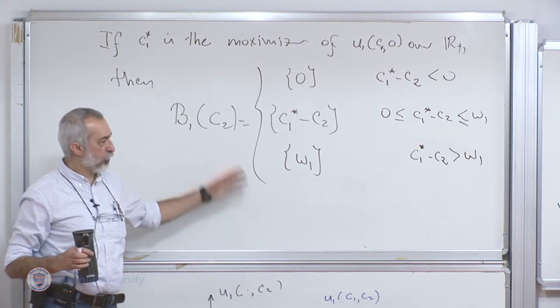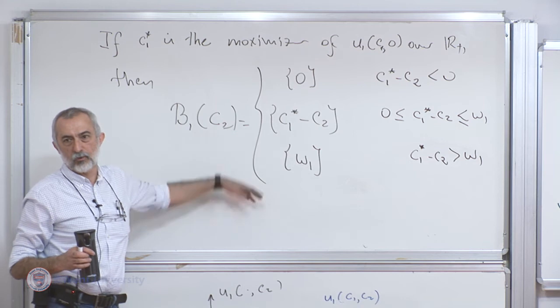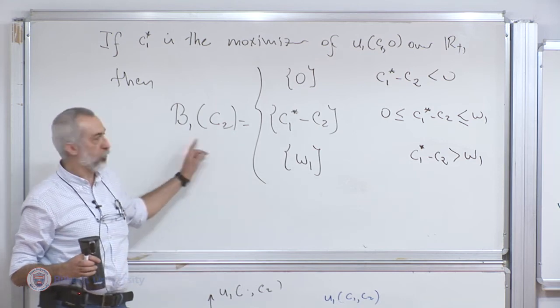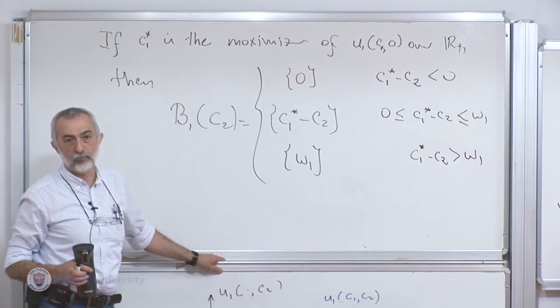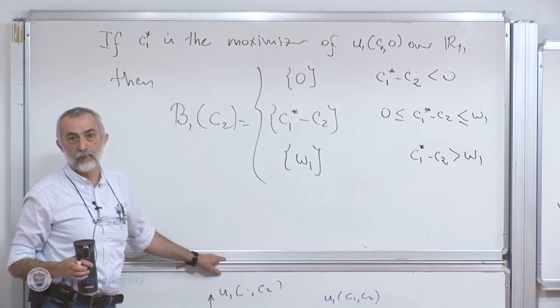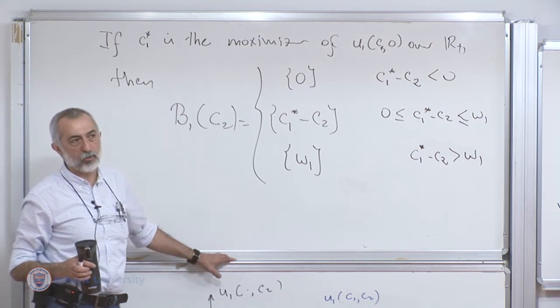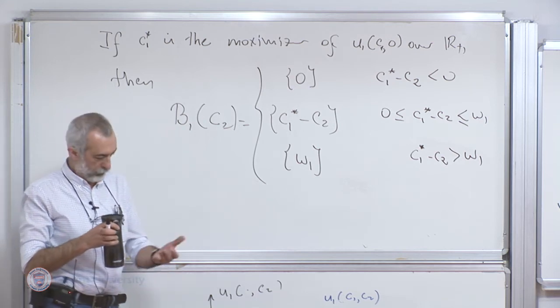Of course, for player 2, this situation is symmetric. We can just replace all the 1s with the 2s, all the 2s with the 1s, and we'll get the best response of player 2. Any questions? So we found the best responses. What can we say about the Nash solutions?